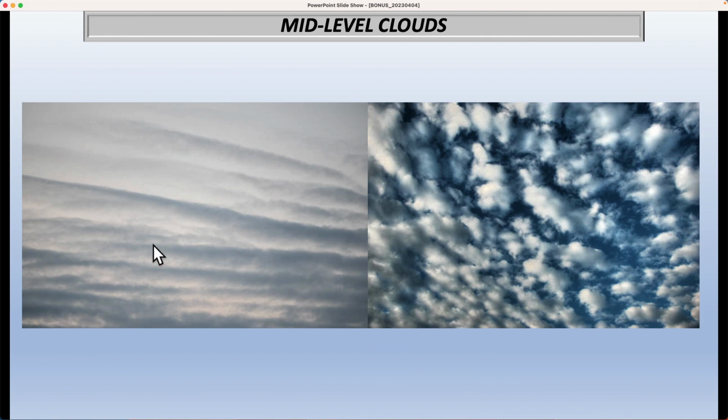This is the alto stratus clouds. It can still have some rolly, let's see, how do I put this? Looks like you can have rolls here, like here's one roll, second roll, third roll, but it's still overall flat. And then over here you have the alto cumulus clouds, which have a bit more of a cellular appearance to them.